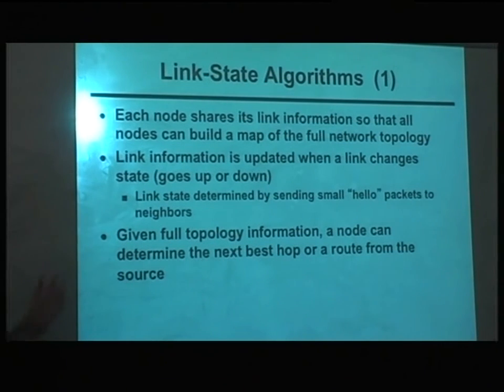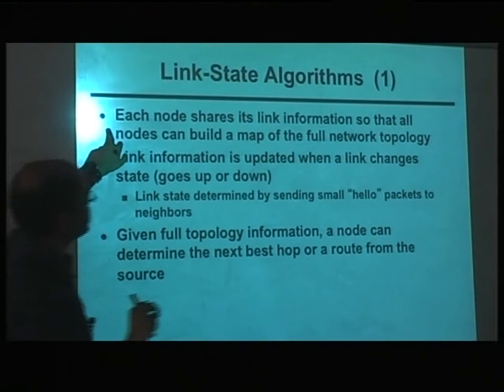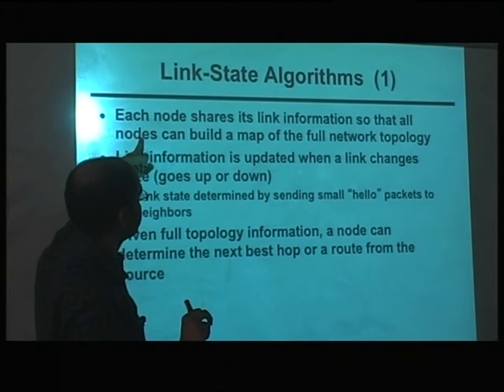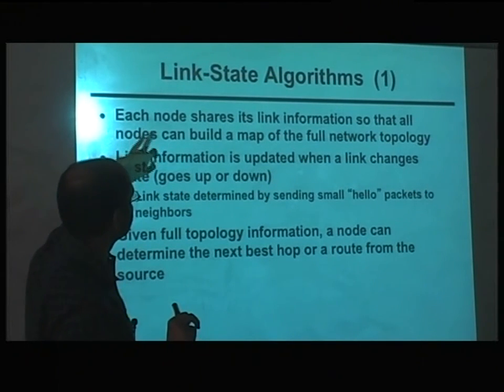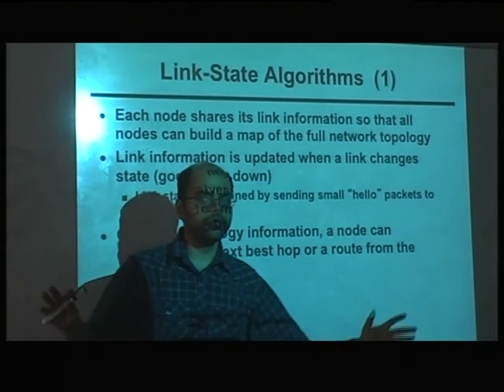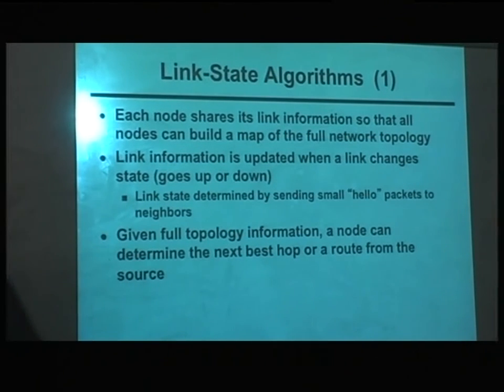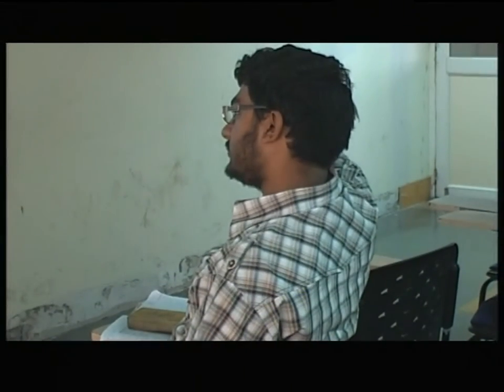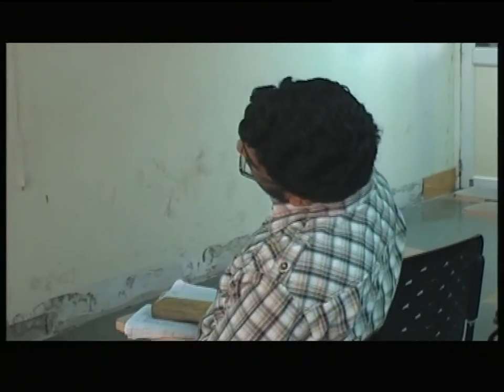Now that was distance vector. The second class of algorithm is link state. In link state, each node shares its link information so that all the nodes can build the entire map of the whole network. So what will each node send? The distance to its neighbor. In our case, the distance is always 1 to the neighbor, so it will just send the neighbors.